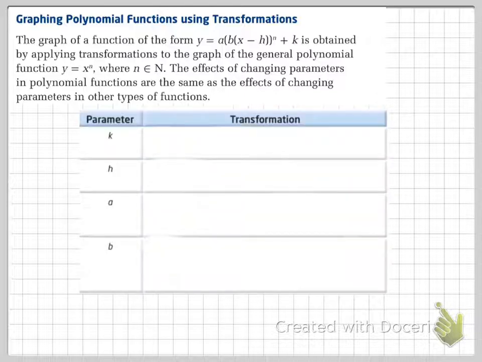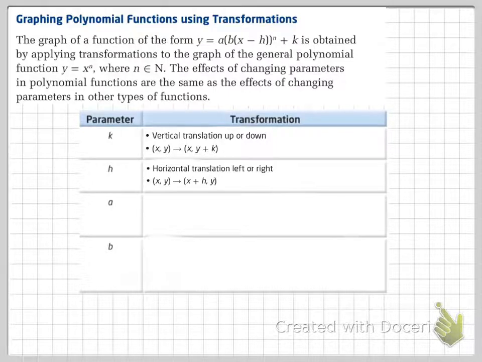Well, we have different parameters. The parameter k, first of all, is going to control our vertical shift up and down, our vertical translation. Every point (x, y) in our graph is going to go to (x, y + k). Next is our h value, and our h, of course, is going to be our horizontal translation, left or right. Every x coordinate now is going to be adding h onto it.